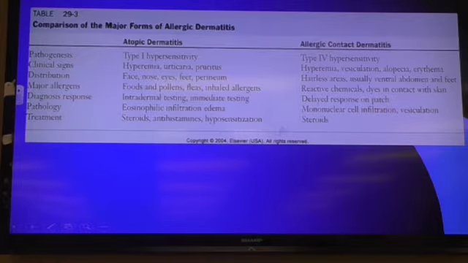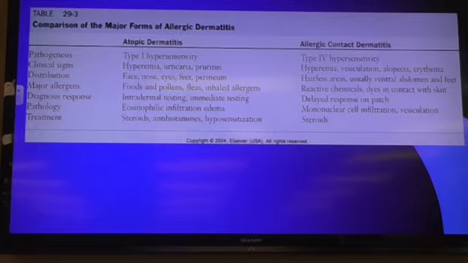And hyposensitization, you saw that, injecting the offending allergen in increasing doses over a period of time, and that develops a lot of IgG antibodies that will block the allergen binding to the IgE antibodies. In the case of this type 4 contact dermatitis, you apply those cortisone creams. You have all those cortisone creams over the counter and use those.